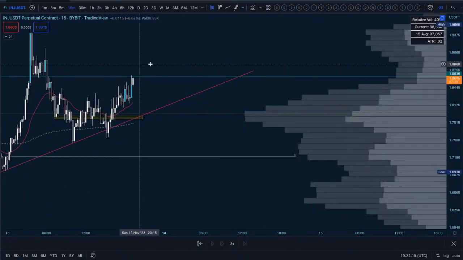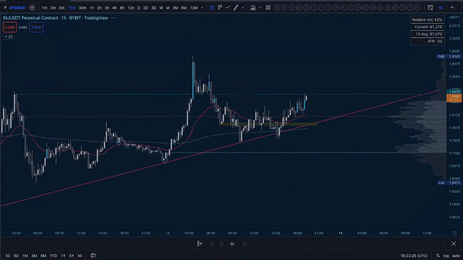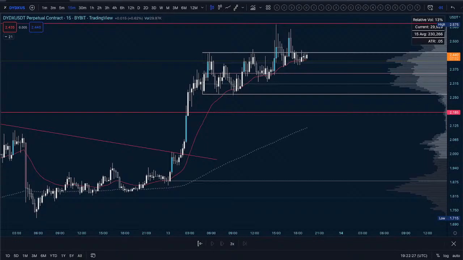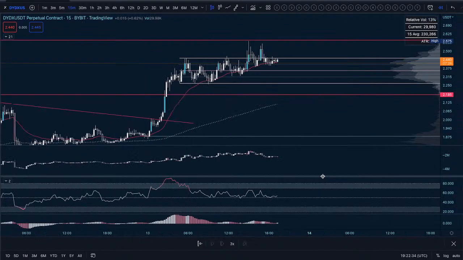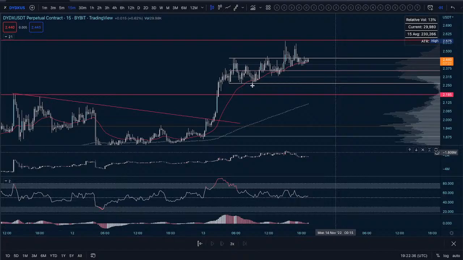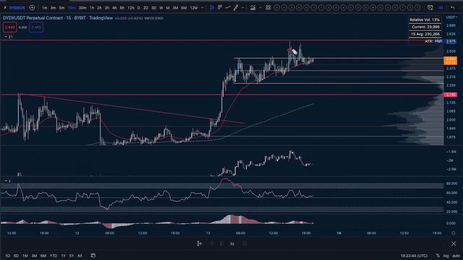Yo, see, these Injective token and DYDX are chatting. But I think this is running out of steam. But then again, RSI looks good, so can do nothing. The only thing is, you see, CVD doesn't agree with this price action.